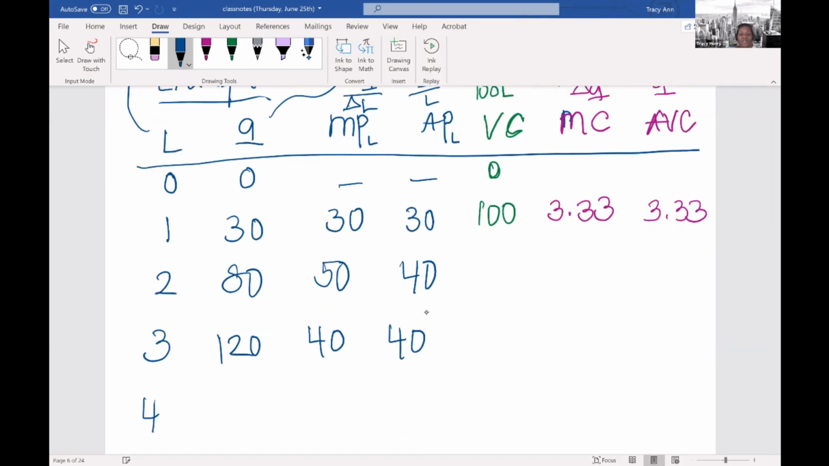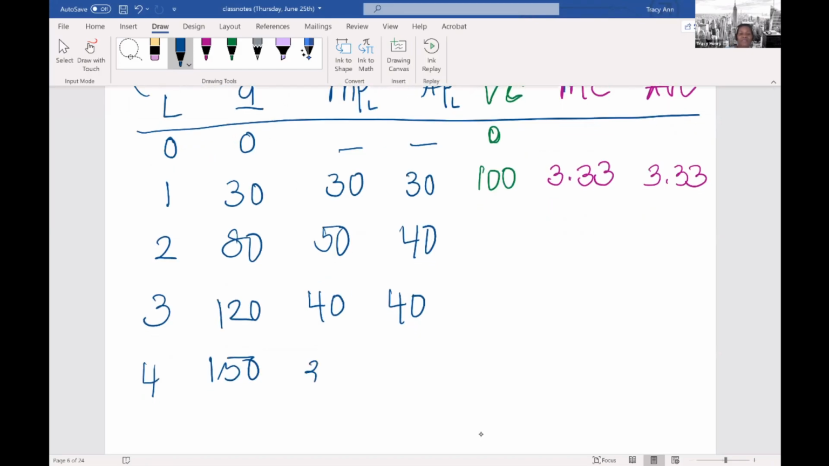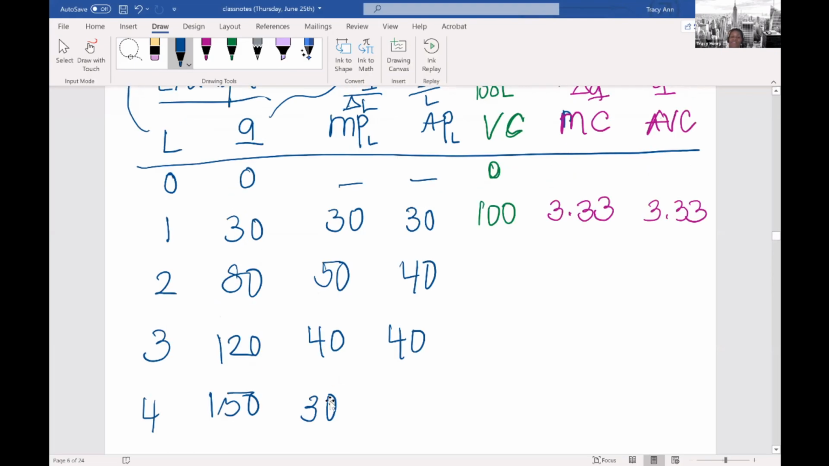With guy number 4, I'm able to service 150 cars. With servicing 150 cars, the marginal product from the fourth guy is 30, right? 150 minus 120 is 30. And the average product is 37.5. 150 divided by 4 is equal to 37.5.